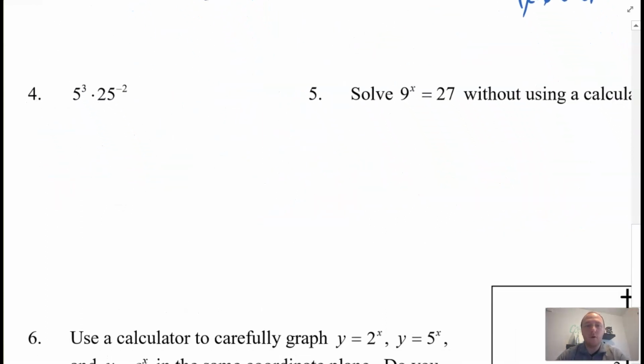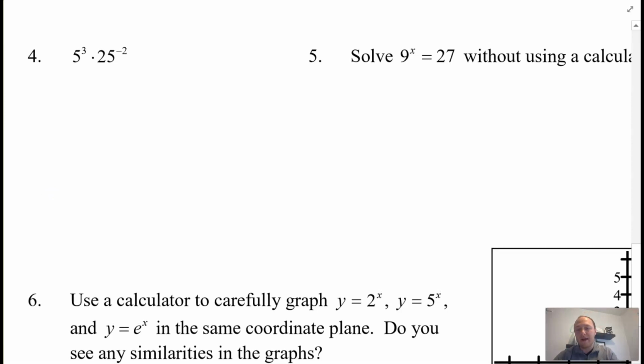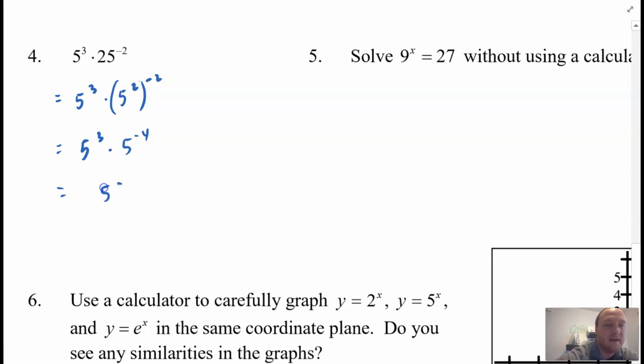Okay. 4 and 5 deal with rewriting exponents. So sometimes when we're dealing with exponential expressions or equations, it's easier just to break down numbers into their family base. So notice here I have 5 cubed times 25. Well, 25 is 5 squared. So this is 5 cubed times 5 to the power of -4, which is 5 to the power of -1. So our answer is 1/5, right? So that's much easier to deal with.